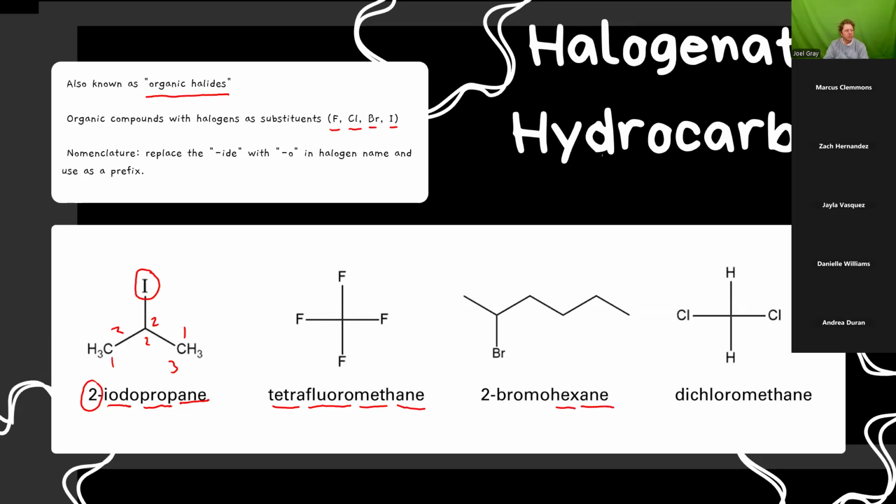Ane, hex, bromo, 2. 2-bromohexane. Okay, we've got an alkane with 6 carbons, a bromine, and it's at position number 2. Now, if we were to take this molecule and redraw it like this, add to the chat how you would name that molecule that I just drew in red.